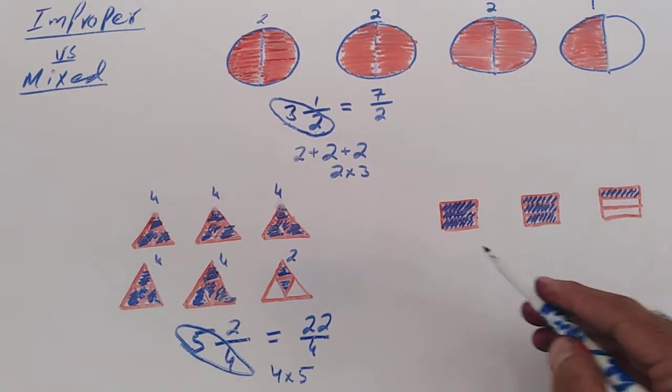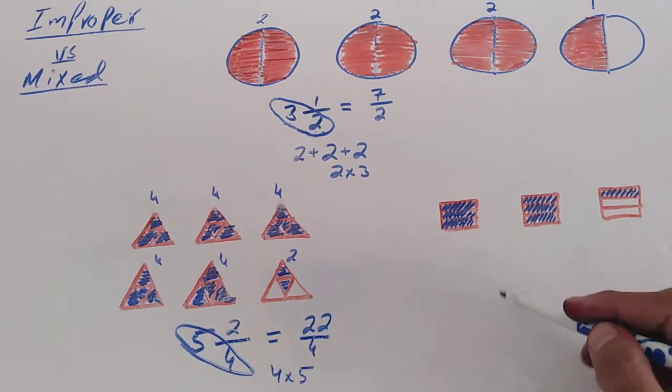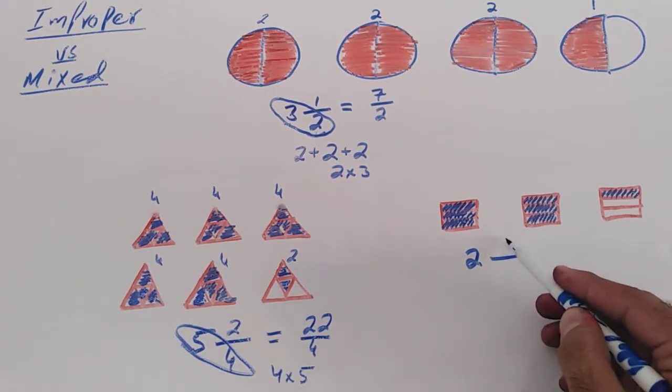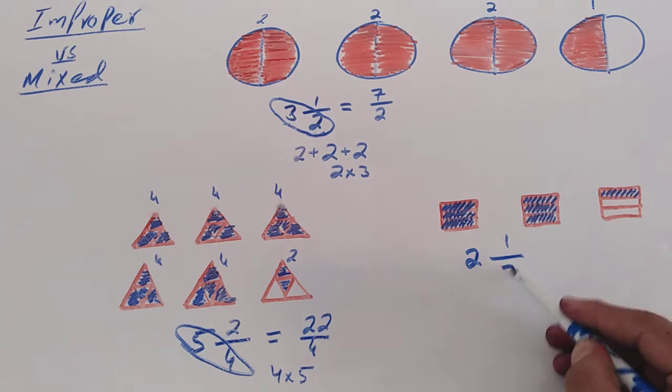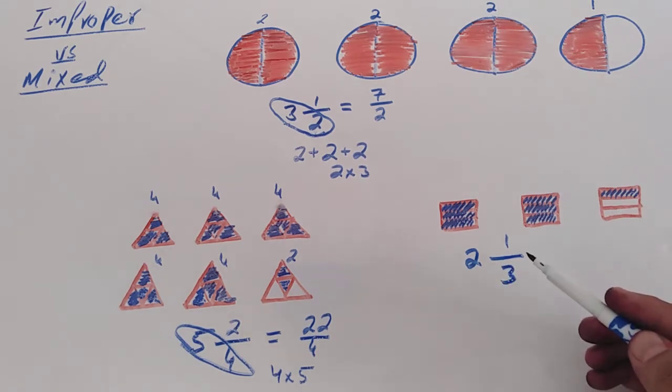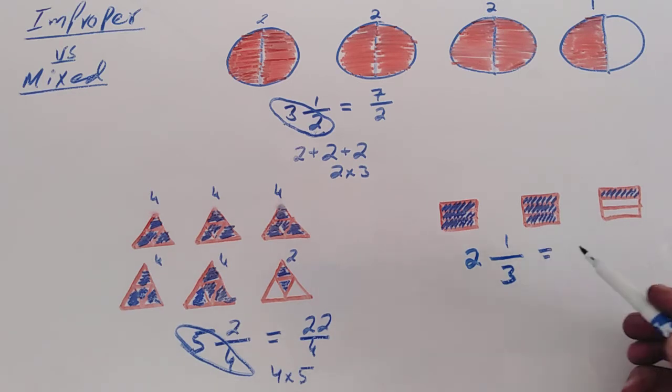And this one again, just write the mixed number of this. So what will be this? There are 2 wholes shaded, and 1 part is shaded out of 3. Can you please pause the video and try this out in the same way?